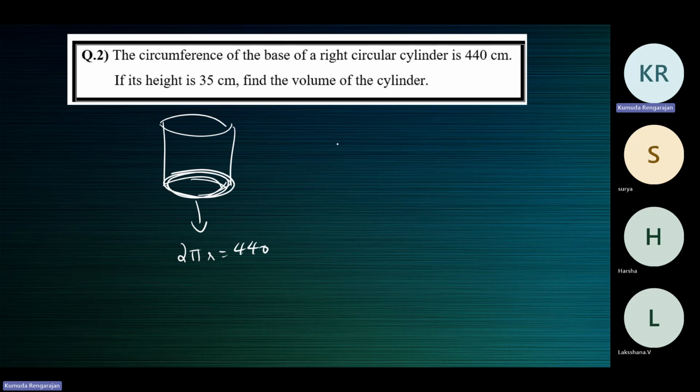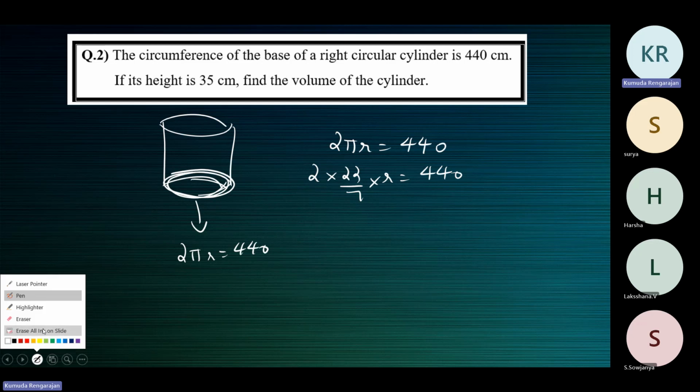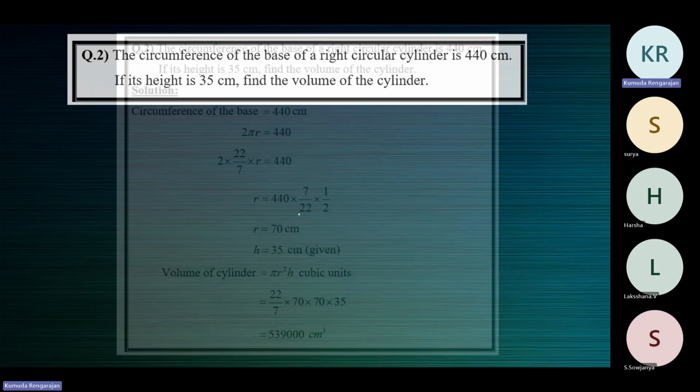The formula to find the circumference of a circle is 2 pi r. 2 pi r is equal to 440. So 2 into 22 by 7 into r is equal to 440. You can work this and find the value of r. And then h is given. H is 35 centimeters. So you know r and h. Substitute r and h in the formula pi r square h and find the volume.